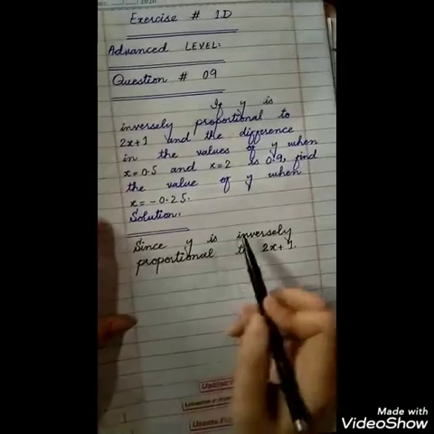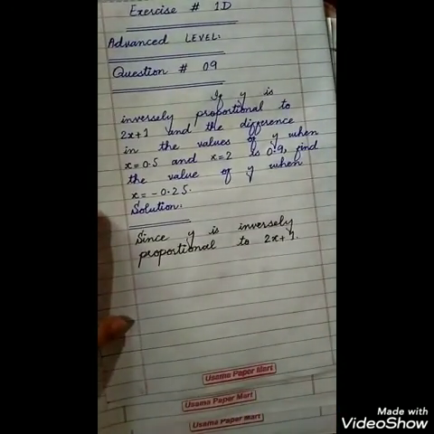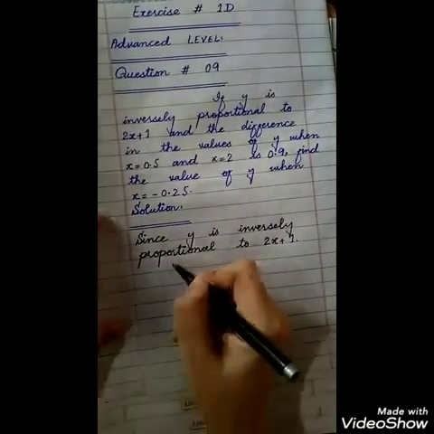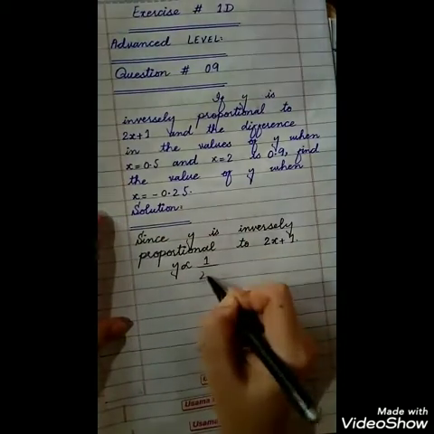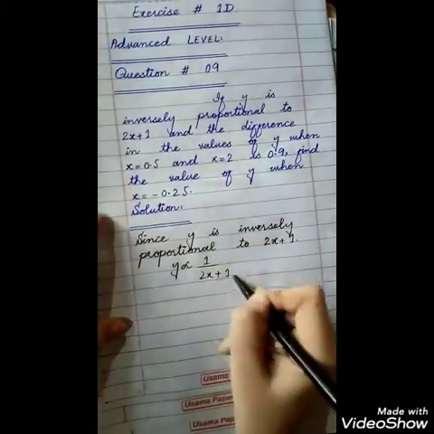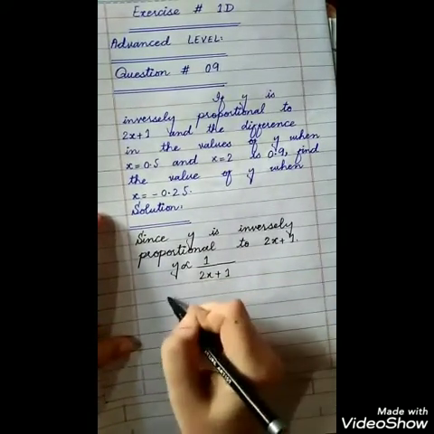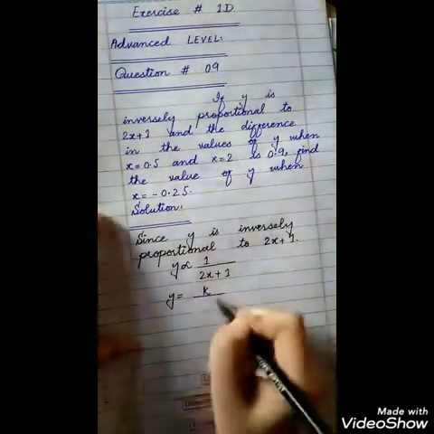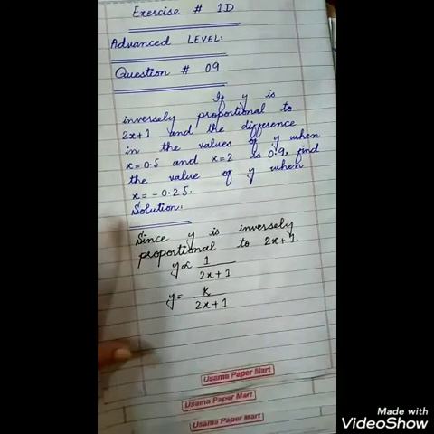As students, you know y is inversely proportional to 2x plus 1. Now we will write the relation between y and 2x plus 1. Y is inversely proportional to 2x plus 1. So we will remove the sign and place a constant. Y is equal to k by 2x plus 1.